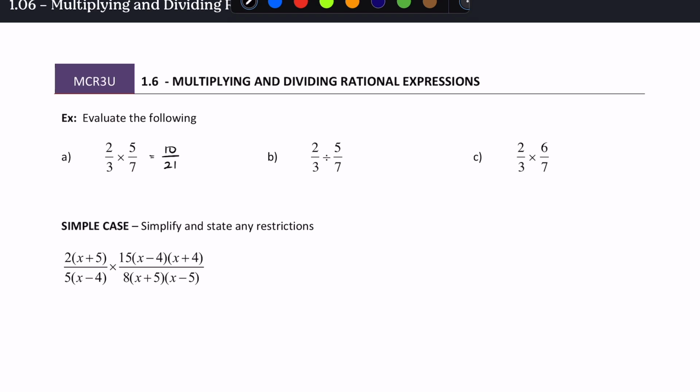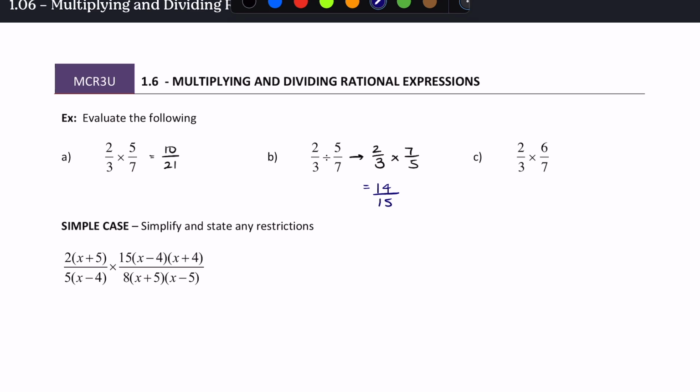Here, if you recall, if we have something that is a division statement, we can convert it to a multiplication statement by flipping the second fraction. So here we can rewrite this as 2 over 3 times 7 over 5. So now we can treat it like any other multiplication statement. So 2 times 7 will be 14. And 5 times 3 will be 15.